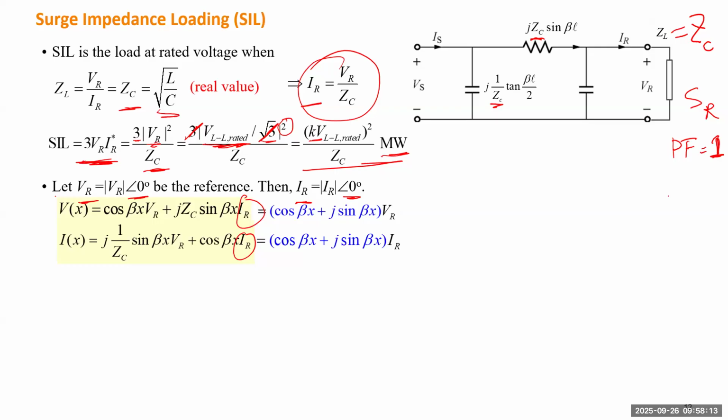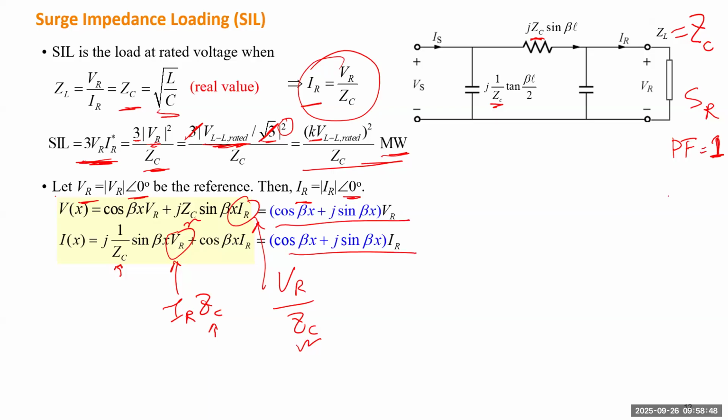Then we do some simplification. For the first one, we replace it by VR divided by ZC. So you see, this ZC will be canceled with that ZC. In the second equation, we replace this VR by IR times ZC. So this ZC will be canceled with that ZC. So finally, we have 2 equations. The first equation only depends on VR. The second equation only depends on IR.